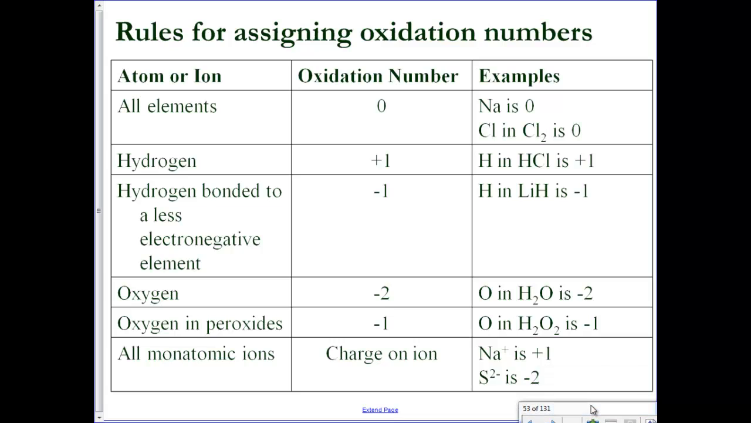Here's a chart that I pulled out of, I think, your textbook that goes through some basics on how you'd find charges. Let's say it's an element.